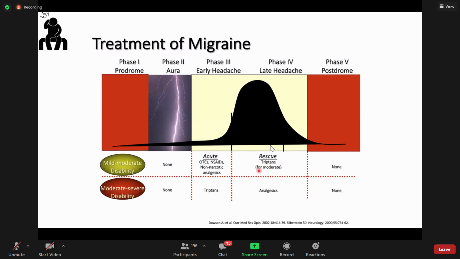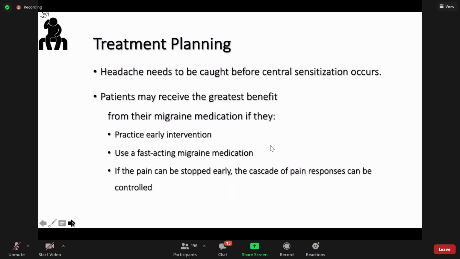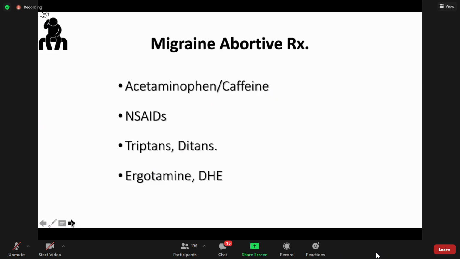And if it is a moderate headache, we go for triptans, or we continue using analgesic and non-steroidals. There's no need to give anything during the last phase of migraine. So the headache needs to be caught early. The earlier we catch the headache, the more effective our treatment will be. So we use abortive treatments such as acetaminophen, and interestingly, during the attack, caffeine may reduce the pain because it has a vasoconstrictive effect.